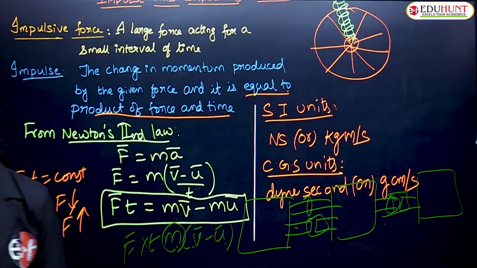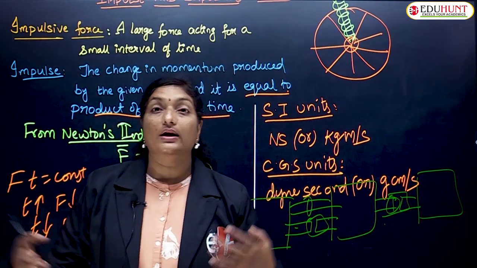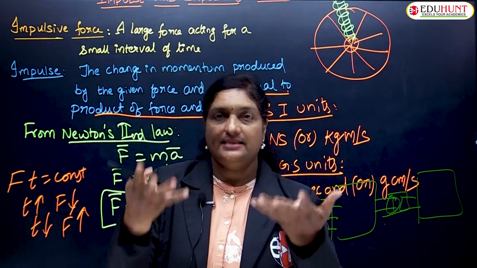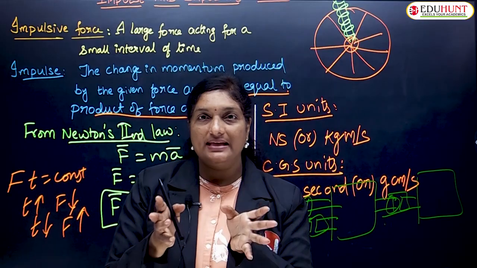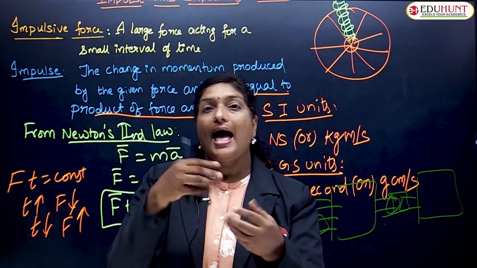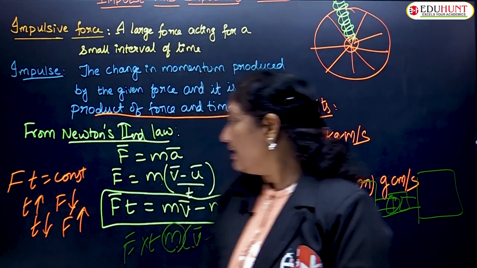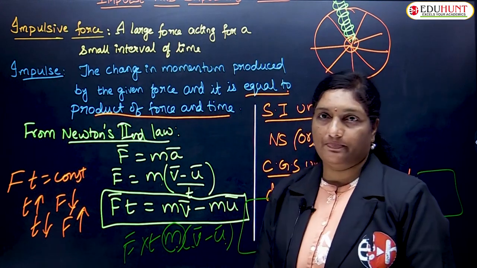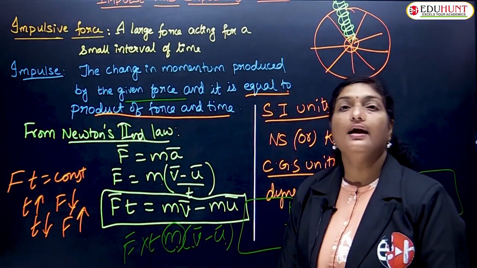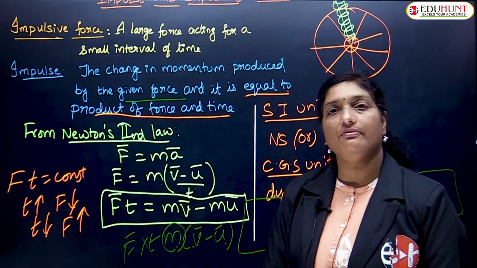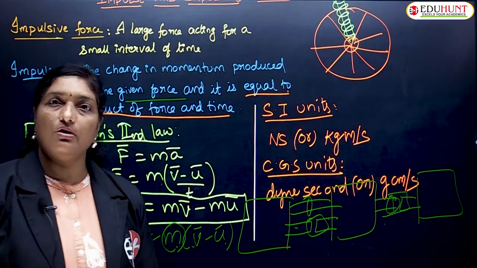Based on this, children, one more example: say you travel in vehicles. Whenever you observe a collision between two vehicles in an accident, the vehicles get damaged so easily because of a large amount of force acting for a small amount of time. The vehicles can easily get damaged because of the change in momentum produced by the given force. This is also due to the impulsive force, children. So based on this concept, whatever we have discussed, let us try to solve a few numericals, children.